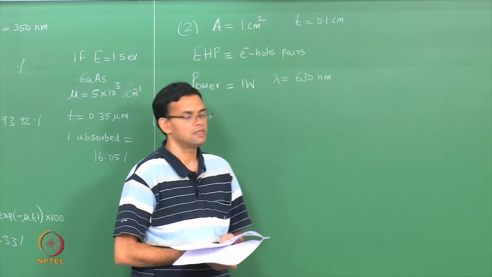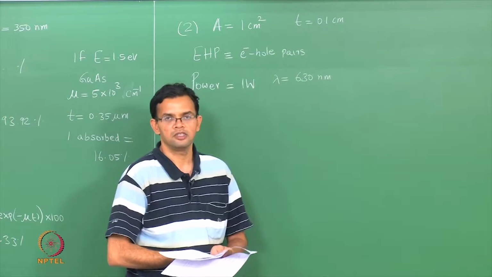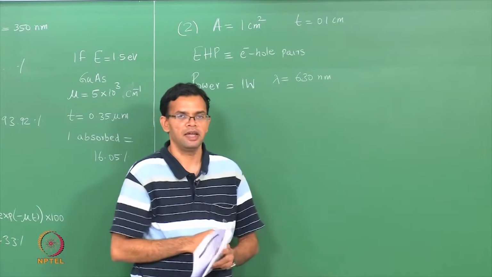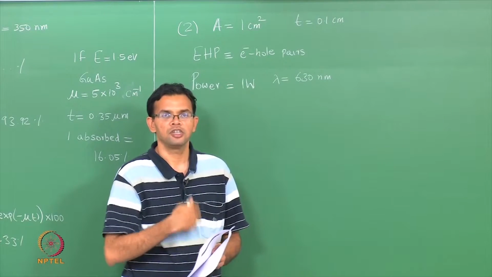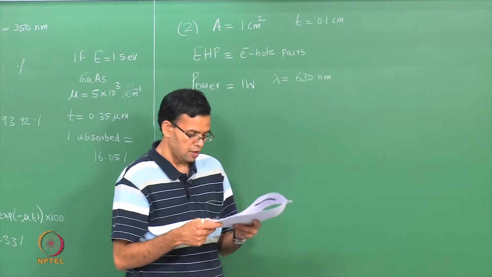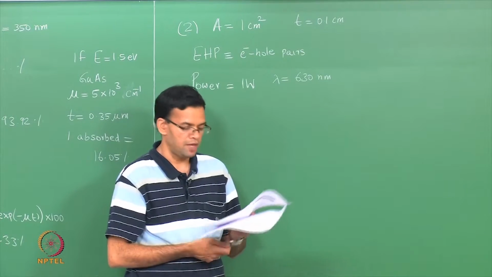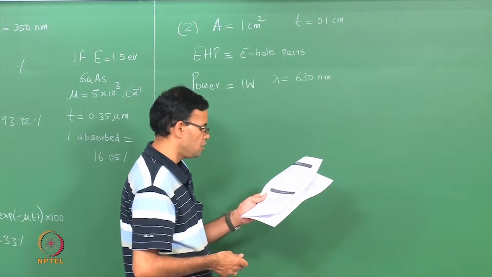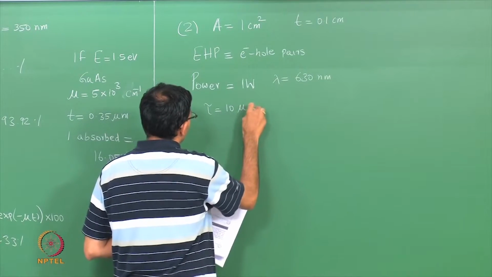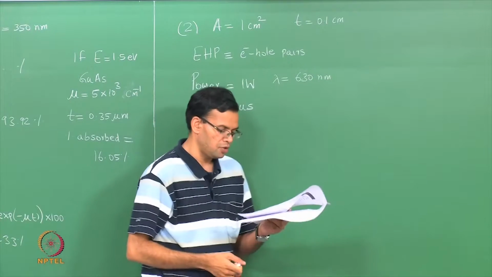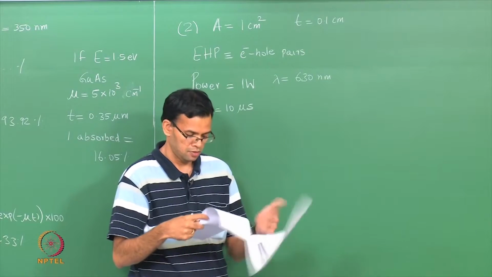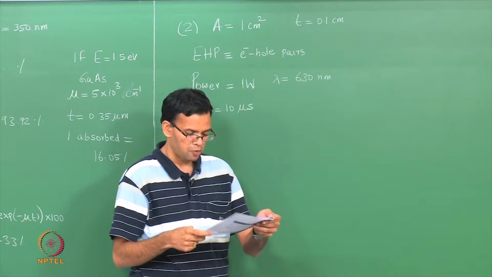In this particular case, the band gap of the semiconductor is not given, but we are going to take it such that the light has sufficient energy to excite electrons across the band gap, so that we can get electron hole pairs. If the excess minority lifetime is 10 microseconds, so the minority lifetime tau is 10 microseconds. We are also asked to calculate the steady state excess carrier concentration. So, we look at the first part of the problem.